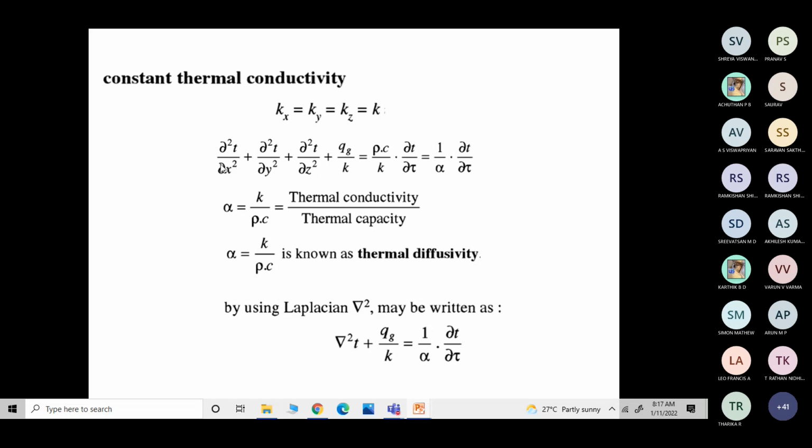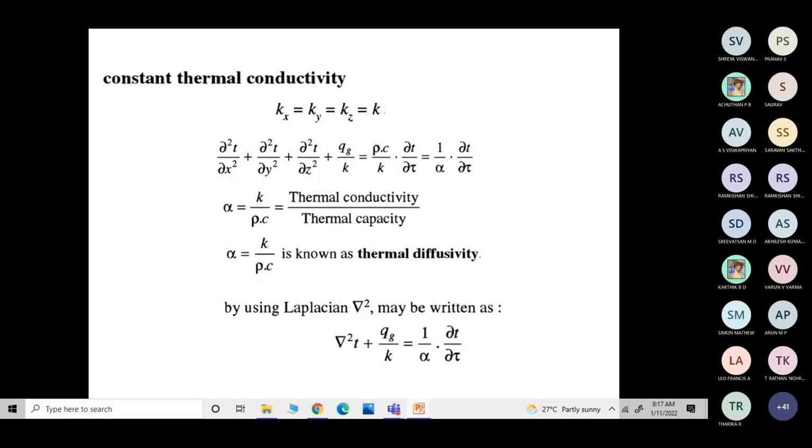Now the equation becomes ∂²T/∂x² plus ∂²T/∂y² plus ∂²T/∂z² plus qg by k, which is equal to rho c by k. Now this rho c by k is nothing but the inverse of thermal diffusivity, 1 by alpha. Alpha is nothing but k by rho c, thermal conductivity divided by thermal capacity. Thermal diffusivity is the ratio of thermal conductivity to thermal capacity.